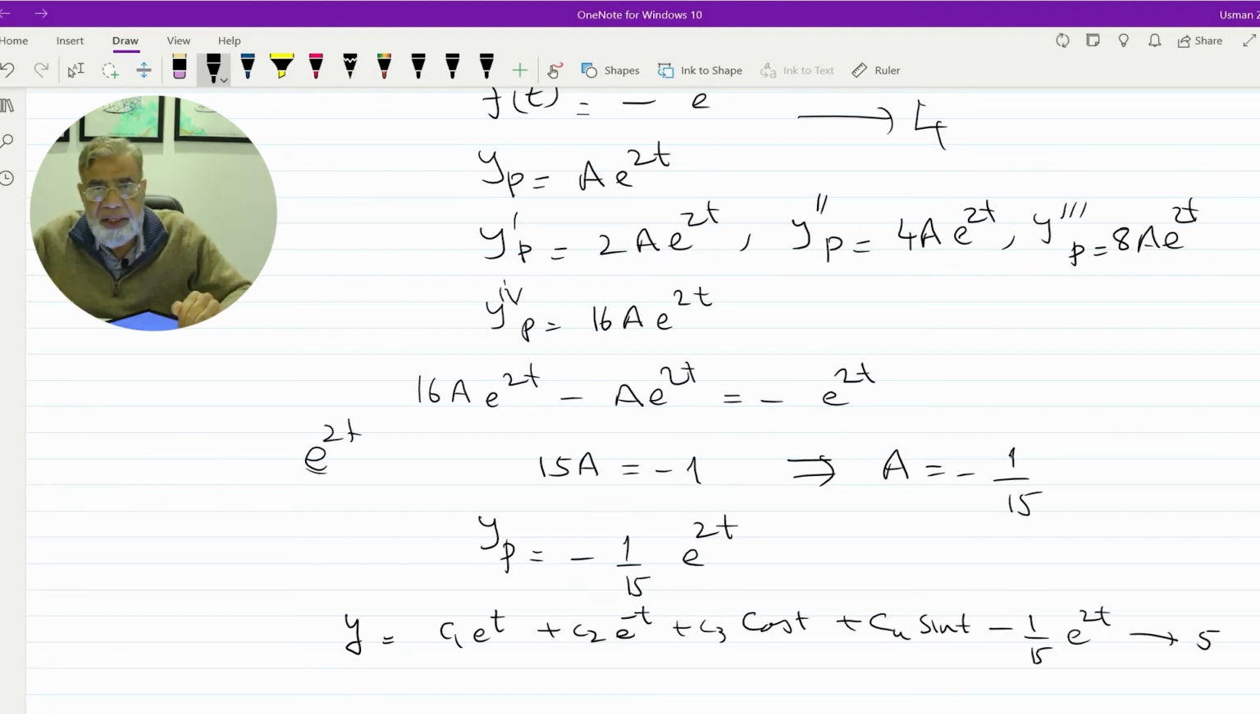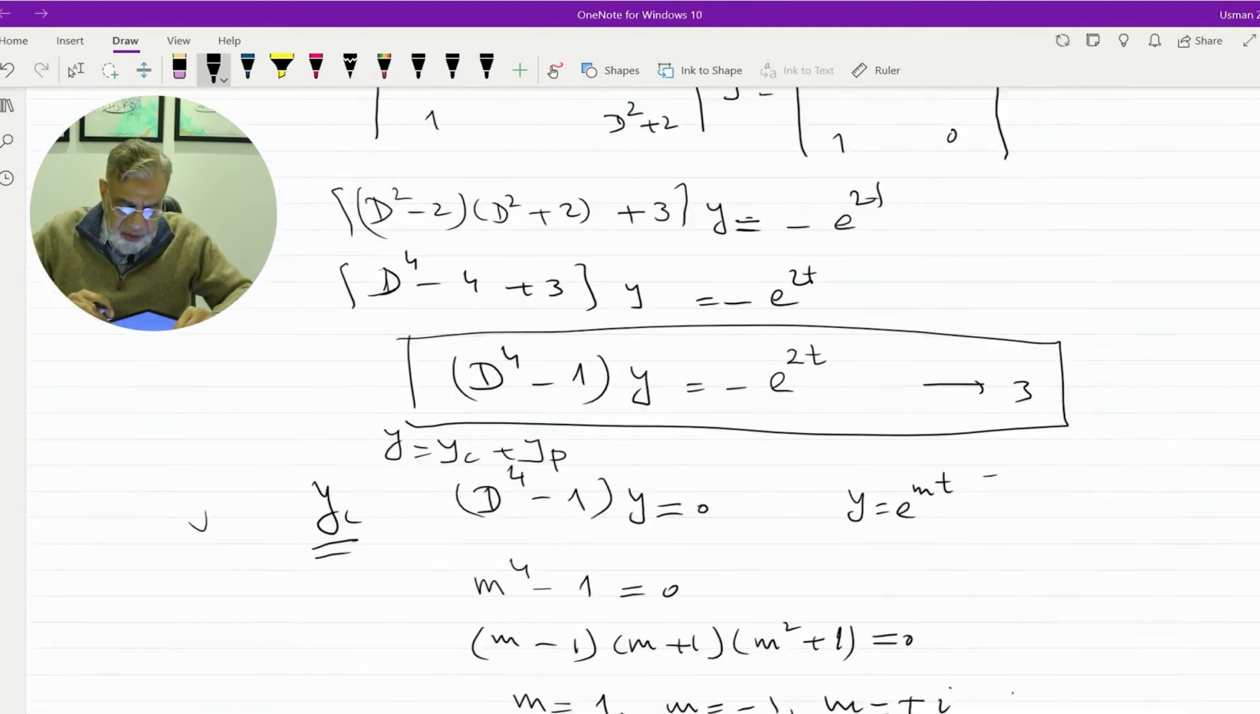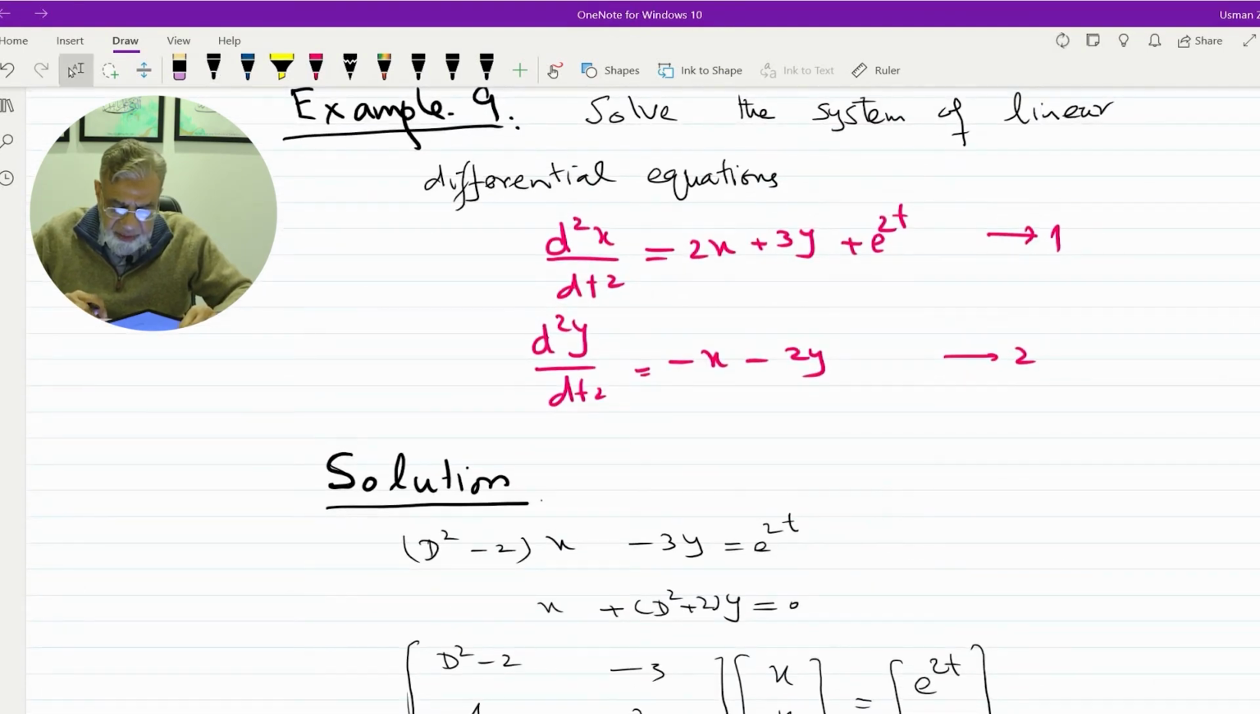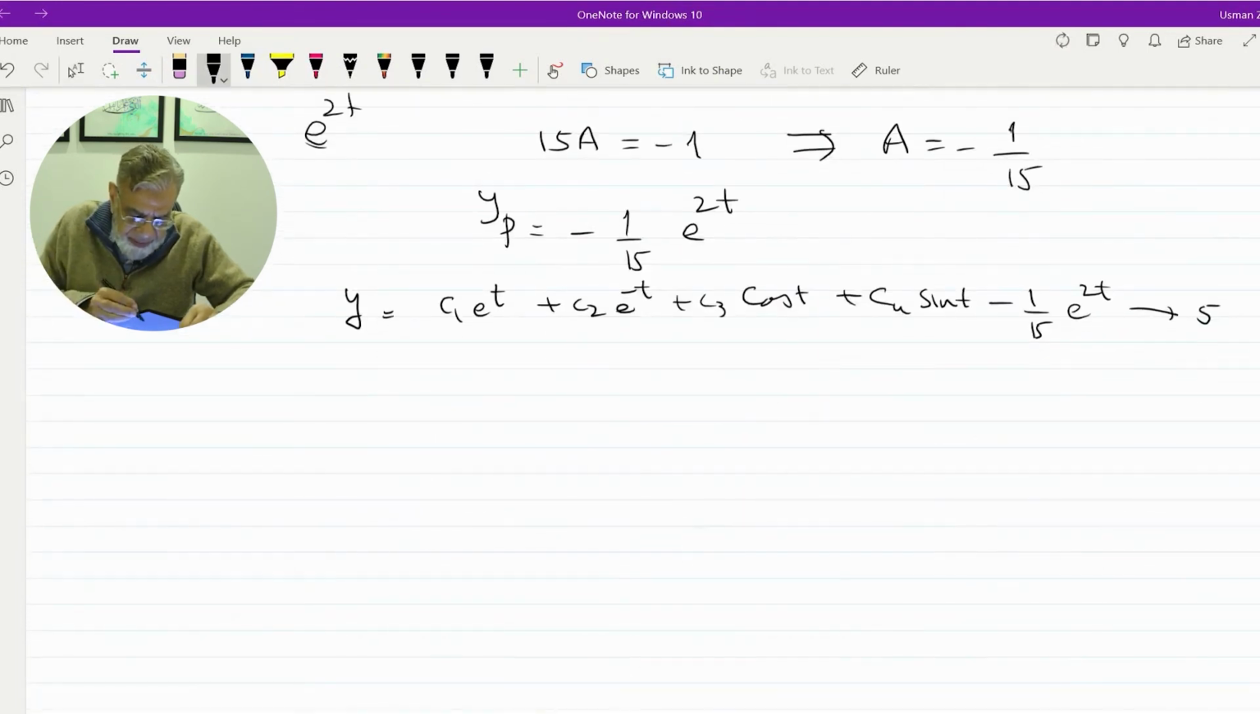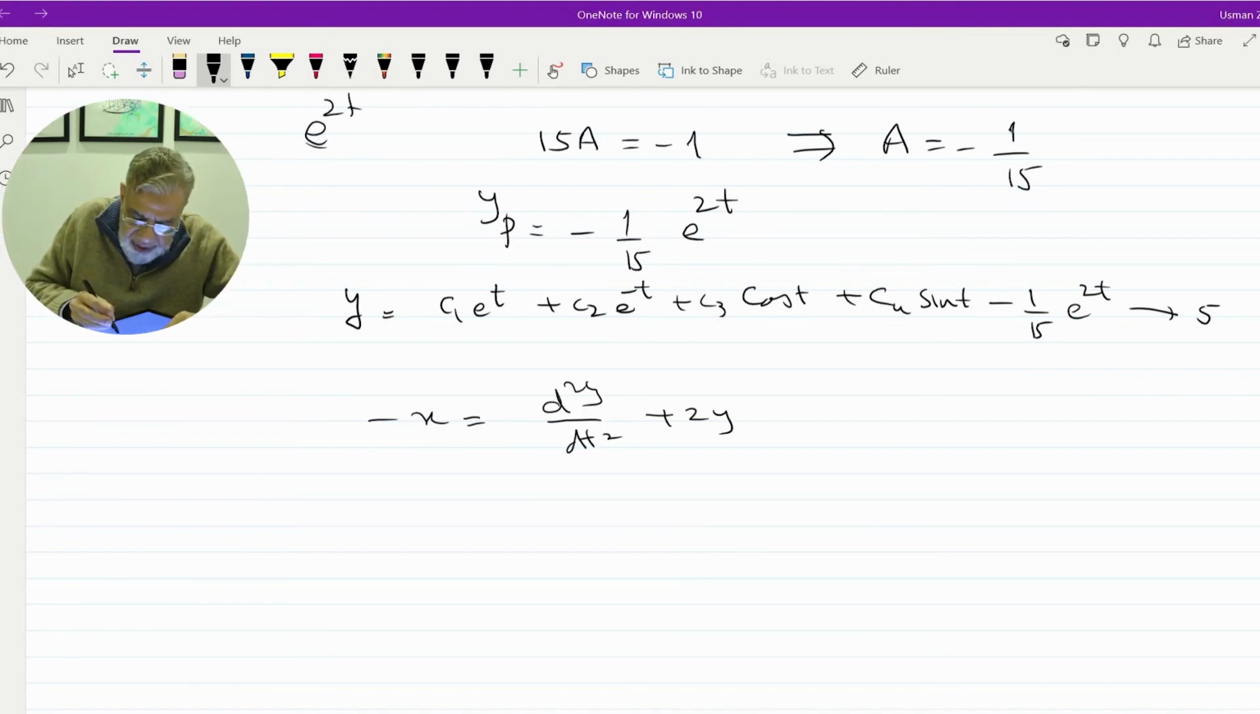So I want to find the value of x. As I told you, from equation 2 we can find the value of x. In equation 2 we can rewrite it. Our x is equal to d2y by dt square plus 2y. I need the second derivative here. So first I find the derivative of y, and then I substitute this derivative in our equation here, and I can call it number 6.